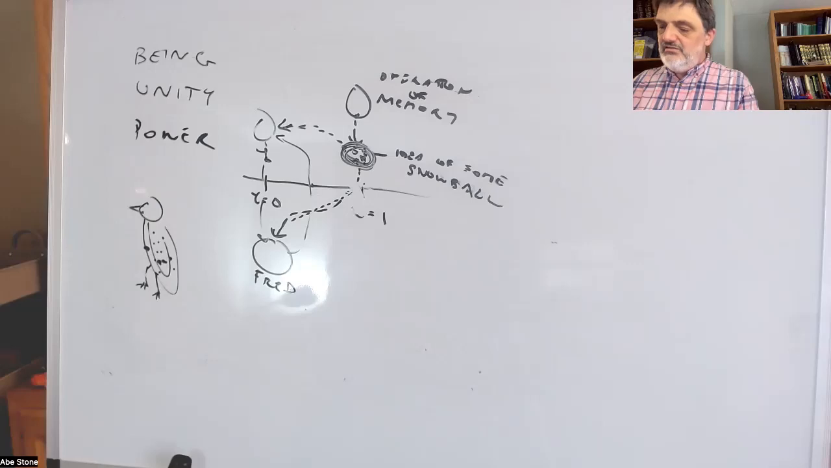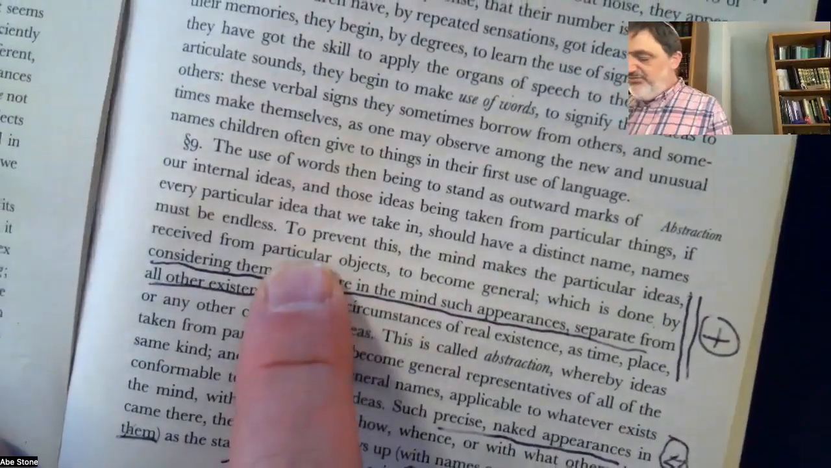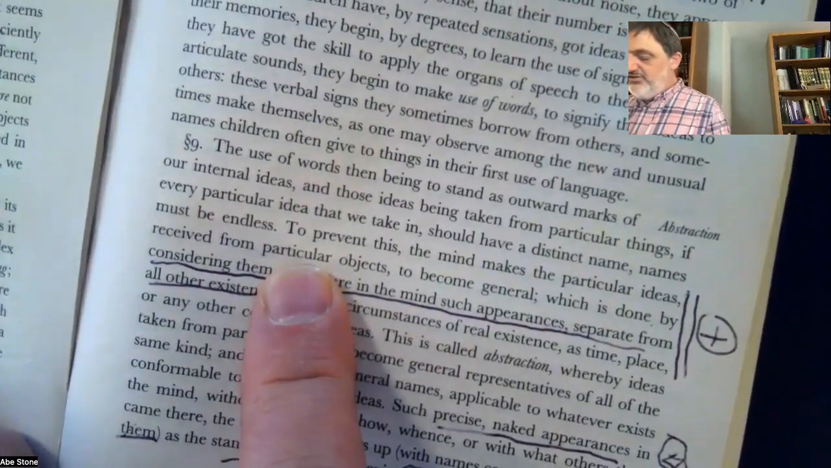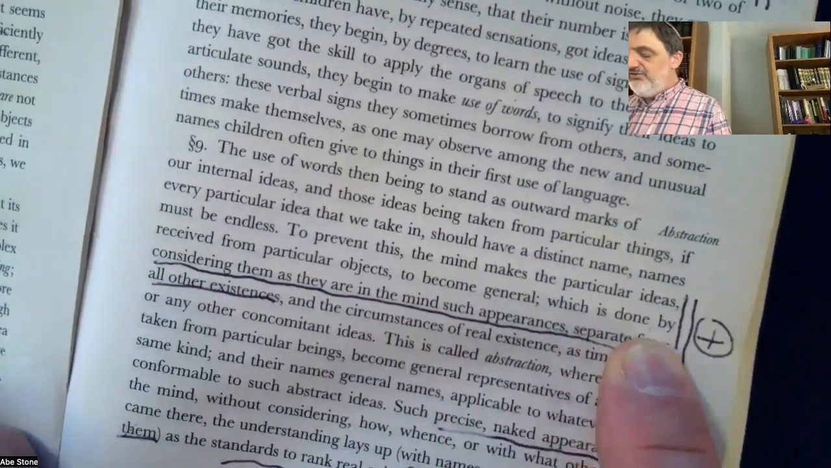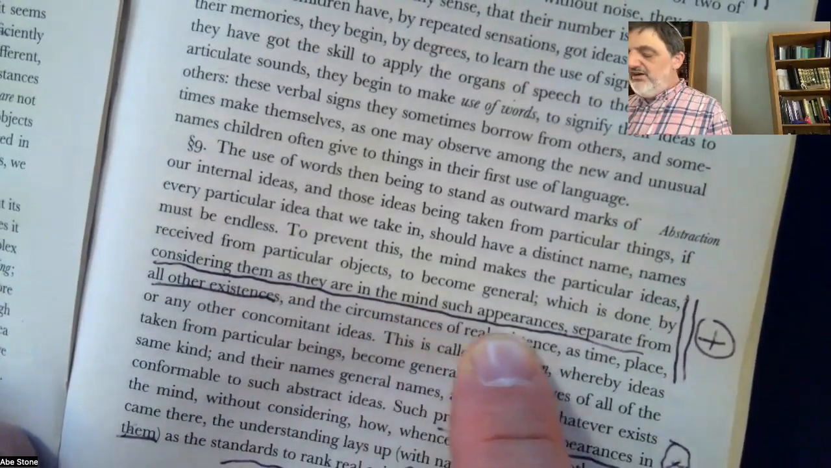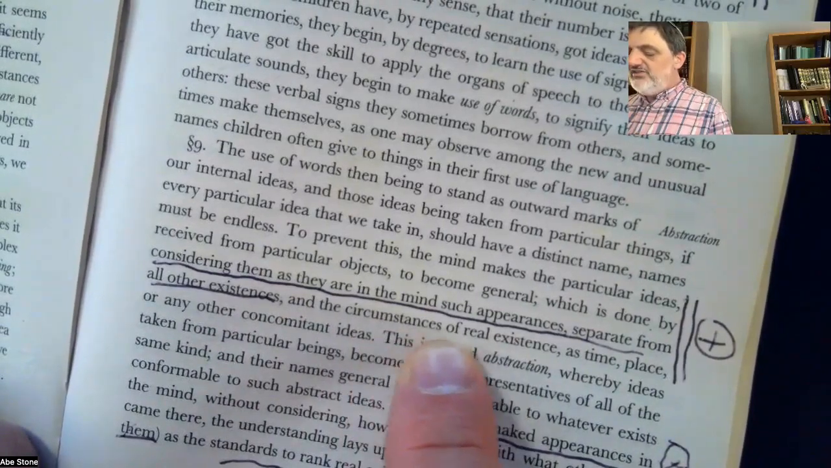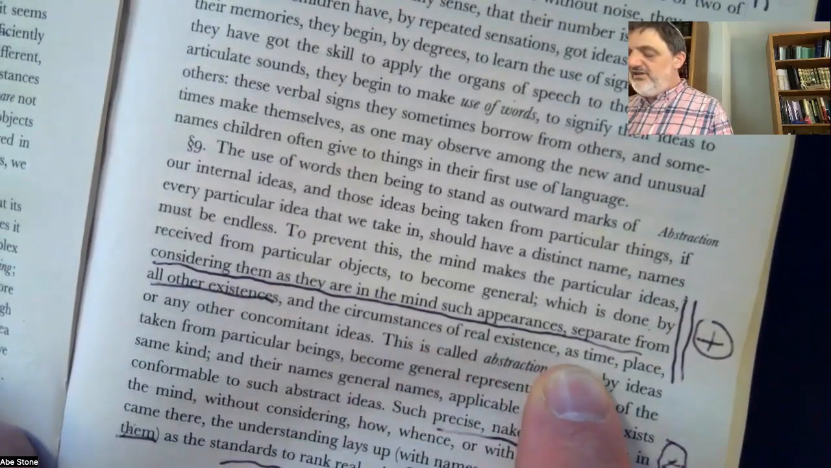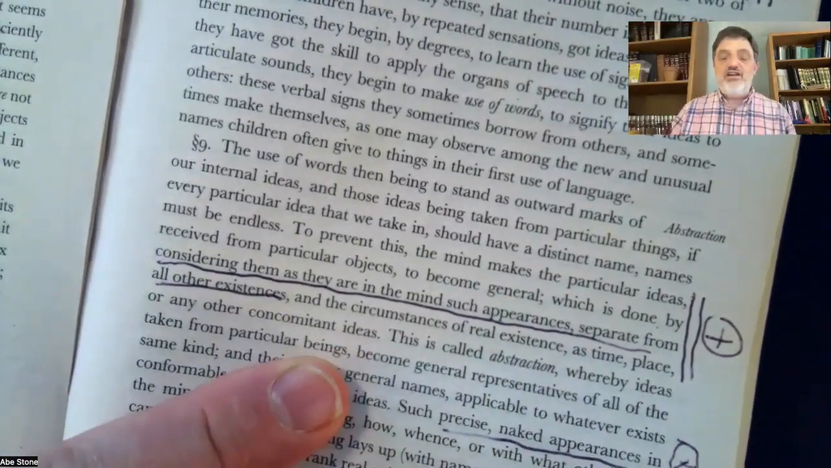So section 9. Right. On page 155, this is what I read before. This is how abstraction works. The mind makes the particular ideas received from particular objects to become general, which is done by considering them as they are in the mind, such appearances, separate from all other existences and the circumstances of real existence as time, place, or any other concomitant idea. Right, so that's what abstraction is.